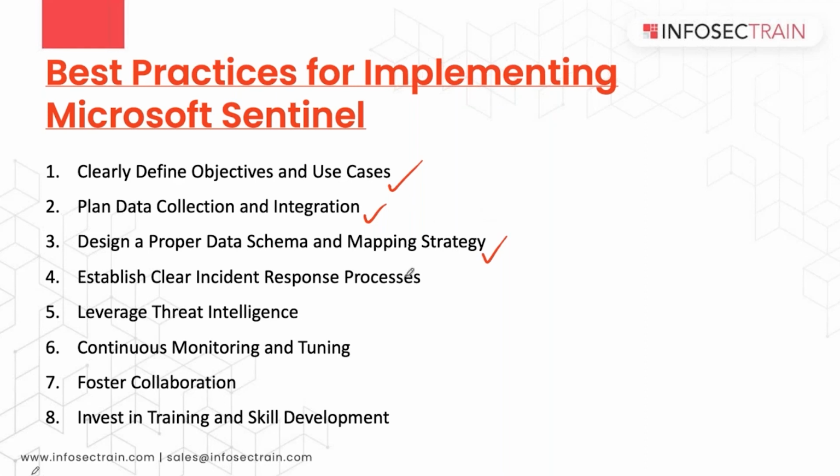Now, the next thing is defining a clear incident response process and workflow. Determine how alerts and incidents will be triaged, investigated, and escalated within your organization. Establish playbooks and response actions to automate routine tasks and response activities. Regularly review and update your incident response process to align with evolving threats and organizational needs.